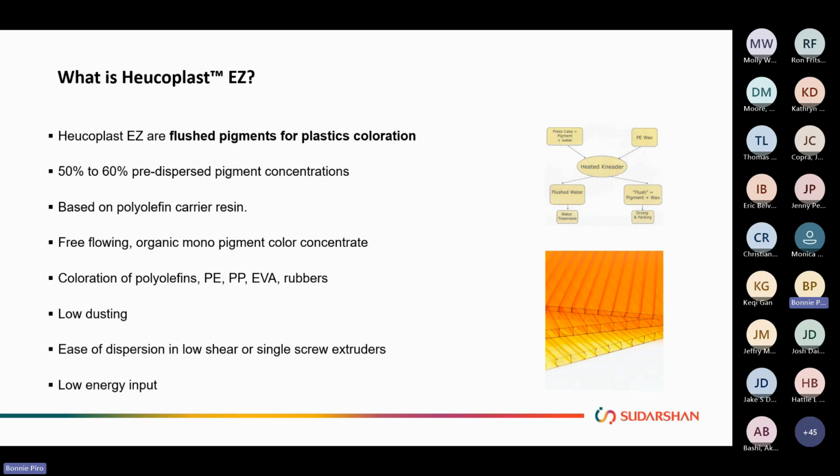Quicoplast AZ. These are also known as flushed pigments for general plastics coloration. High pigment loading in the 50 to 60% loading area. They're based on a polyolefin carrier resin, very well used in a variety of polymers. They make for an easier dispersion for the lower shear, single screw types of extruders, if that's what is being used. So they generate a good dispersion in lower energy input extrusion processes.